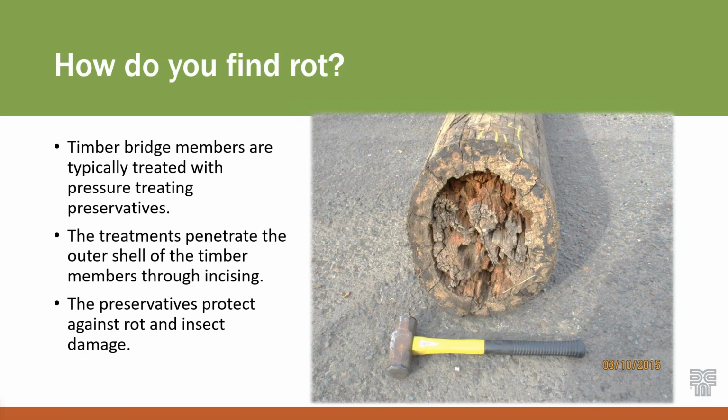And the reason for that is structural members are treated with preservatives, right? When they go in, it's a pressure treating process where they incise the outside of the timber and force this preservative treatment into the outer shell of the timber. They can't get all the way into the heartwood, so it basically creates a ring of protection on the outside.